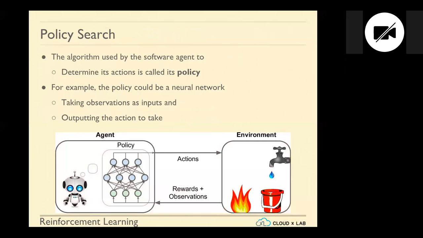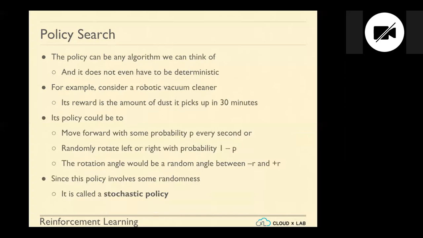All right, next thing is the policy search. The algorithm used by a software agent to determine its actions is called a policy. Policy is basically the main strategy. The policy could be a neural network taking observations as inputs and outputting the actions to take. So it is the policy inside the mind of the agent which will take the observation and take the actions. The policy can be any algorithm we can think of.